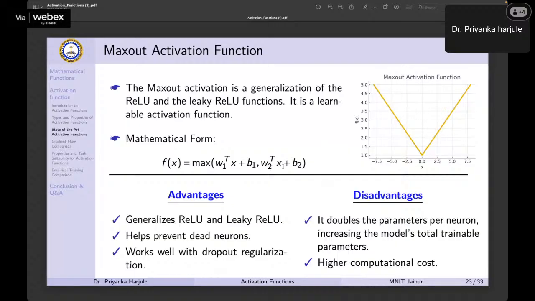You should not use maxout. Perhaps you can go for some other simpler activation functions, like the ReLU, or even sigmoid for that matter.